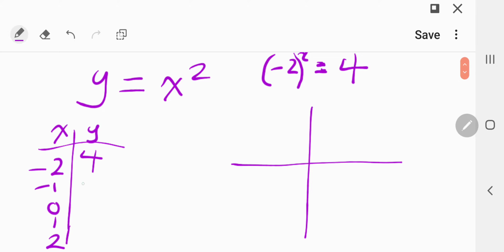-1 squared is -1 times -1 is 1. 0 squared, 0 times 0 is 0. 1 times 1 is 1. 2 times 2 is 4. And so now we can plot this. -2, comma 4.